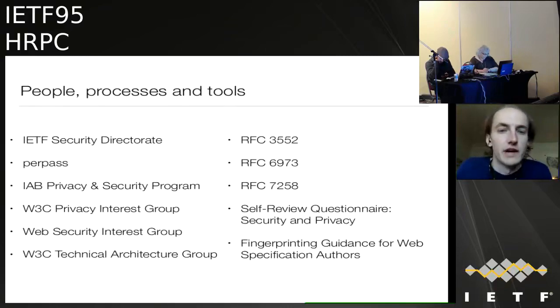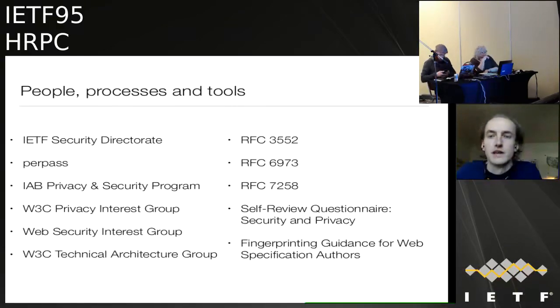On the second column, these are some of the tools we've been using. 3552 is guidance on how to write a security considerations section. 6973 is privacy considerations. 7258 you may know as setting some of the priorities to talk about pervasive monitoring. And these last two are documents we've been working on in the World Wide Web Consortium in questionnaire style: questions authors can ask themselves, or that reviewers can ask, to spot privacy or security issues early on.